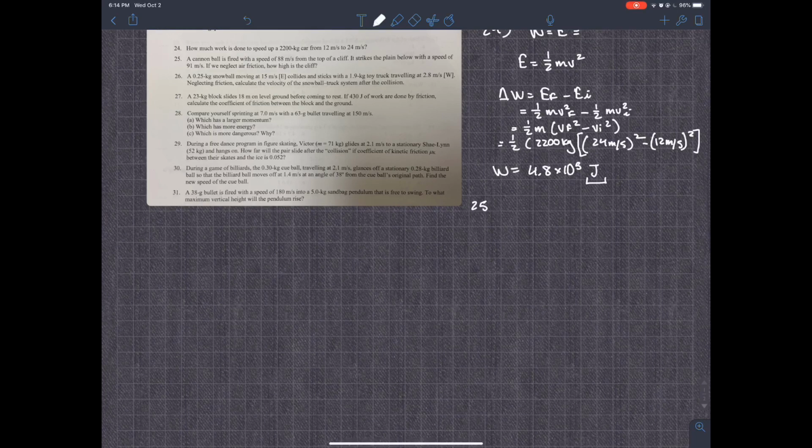Question 25: a cannonball is fired with a speed of 88 meters per second from the top of a cliff. It strikes the plane below with a speed of 91 meters per second. If we neglect air friction, how high is the cliff? So we are looking at an energy system here. As we know, we can start this equation since it's going from one parameter of energy to another. We are going from one state to another.